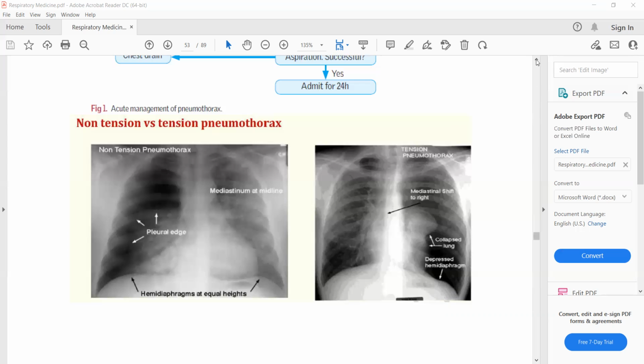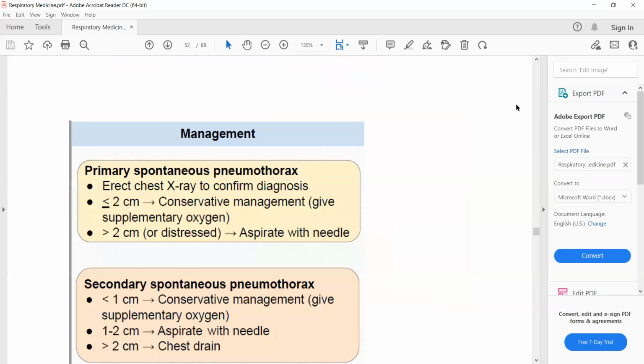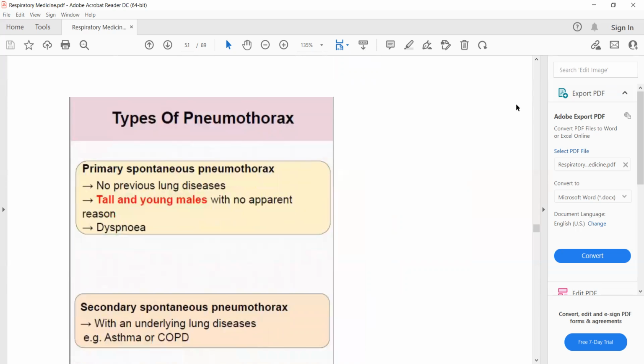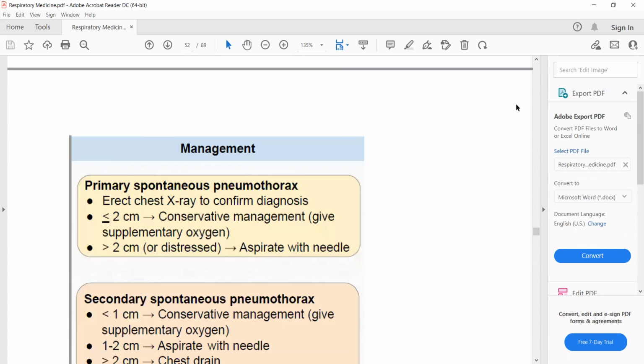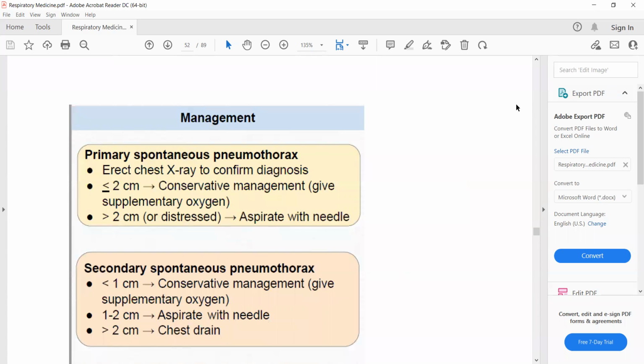So now some points about the management of primary spontaneous pneumothorax and secondary spontaneous pneumothorax. Before we discuss the management of primary spontaneous pneumothorax and secondary spontaneous pneumothorax, can somebody please repeat the management of tension pneumothorax in a stepwise manner?